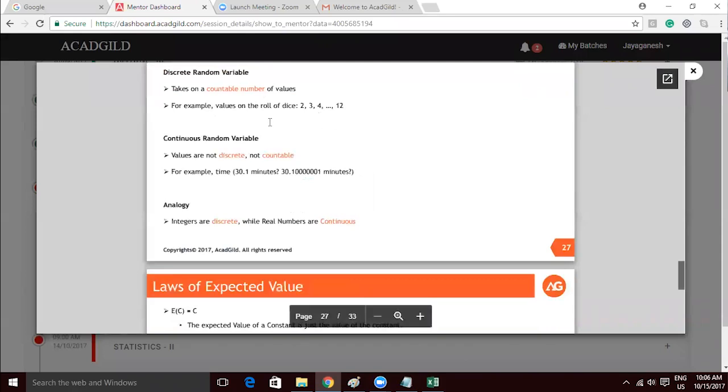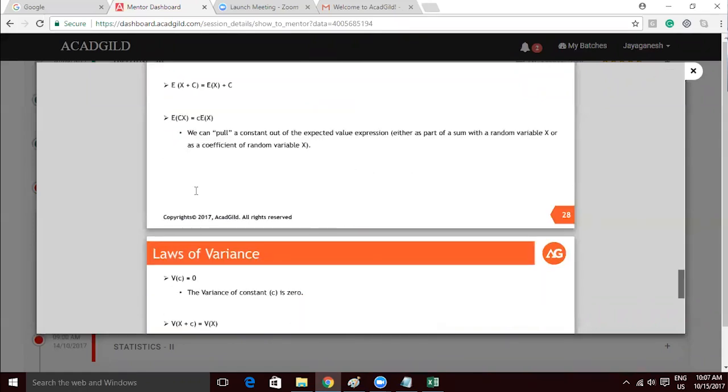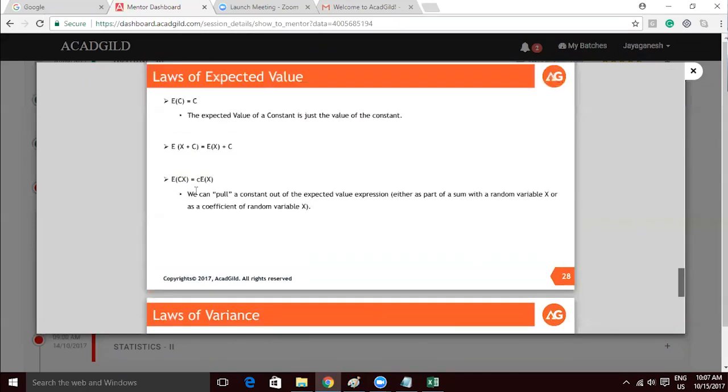We discussed all this: what is a countable number, what is not countable. When it is continuous, basically we cannot count this. It could be anything. When it is discrete, basically we can count this. And then we have laws of expected value and laws of variance. We'll discuss this.